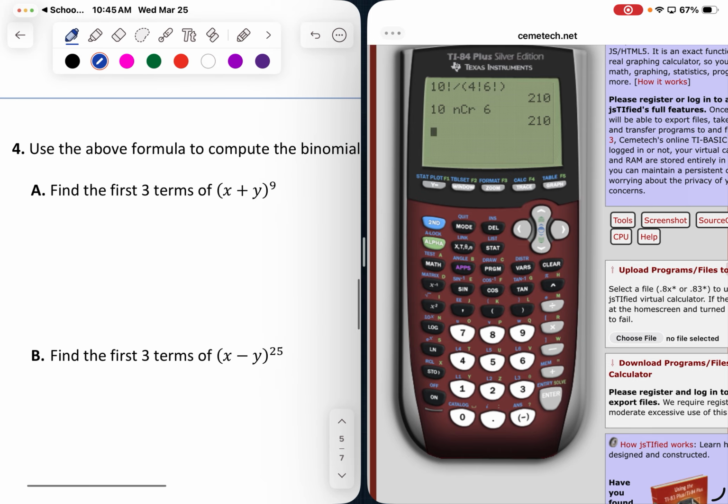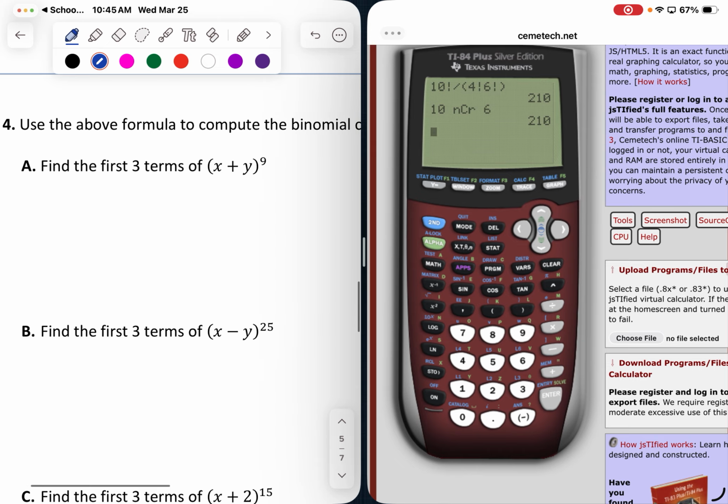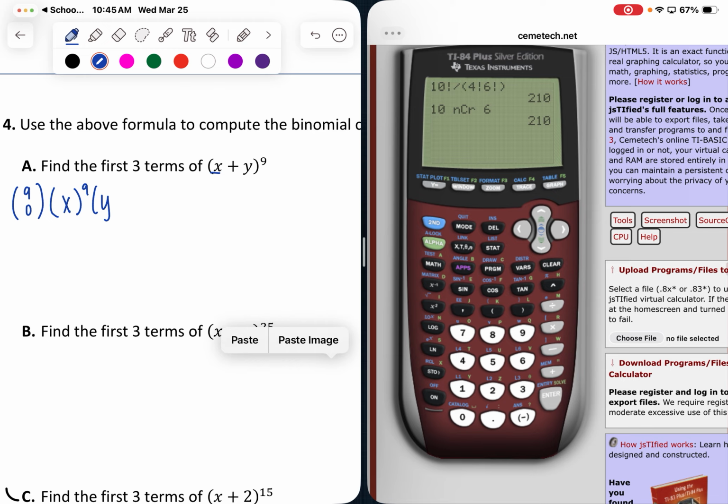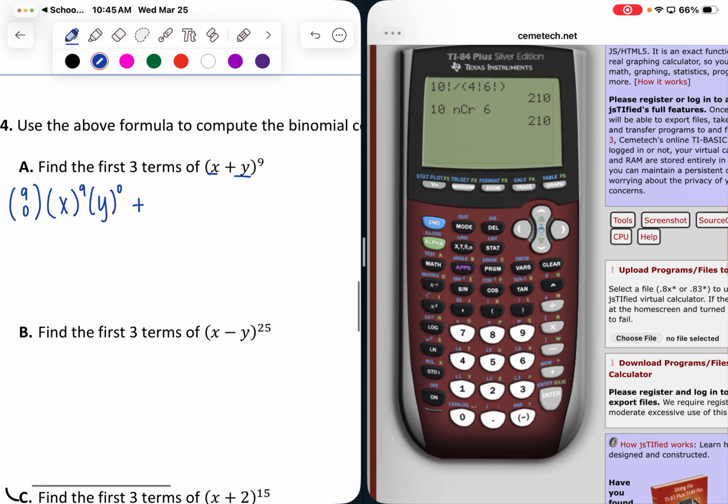All right, this says use that formula to find the first three terms of x plus y to the 9th power. So I don't know what the 9th row of Pascal's triangle looks like. So instead of doing 9 rows of Pascal's triangle, what I can do is say the first coefficient is 9 choose 0. And then my first term x is to the 9th power. My second term y is to the 0 power. All right, so that's the first term. And then I'll simplify that out.